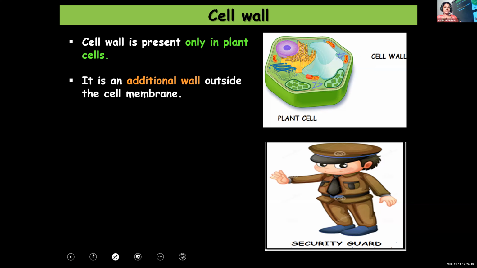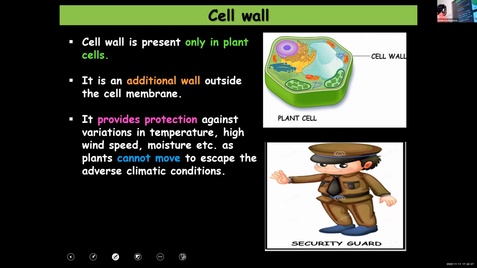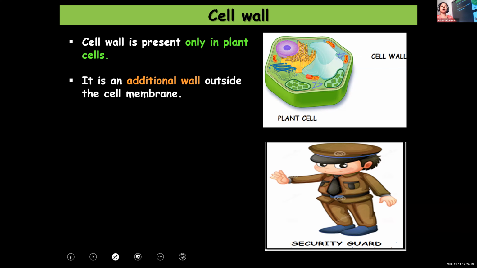But in plant cells, in addition to the plasma membrane or cell membrane, there is one more layer. It's an additional wall providing extra protection to the plant cells. Now, you might be thinking, why only plants need additional protection? Why not animal cells? Any guesses, children? Just compare plants and animals. Why do they need something extra?